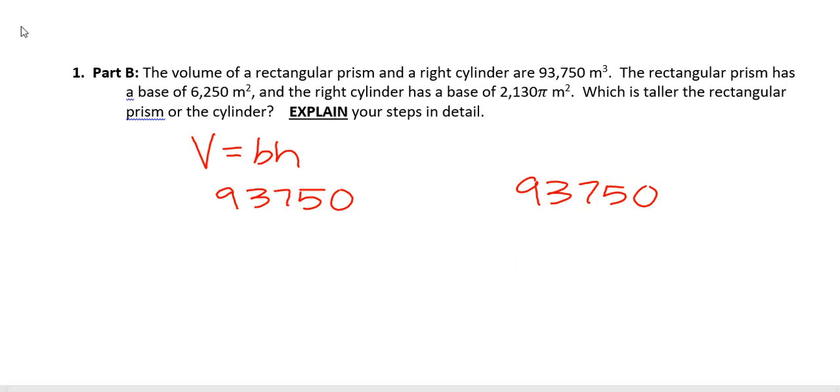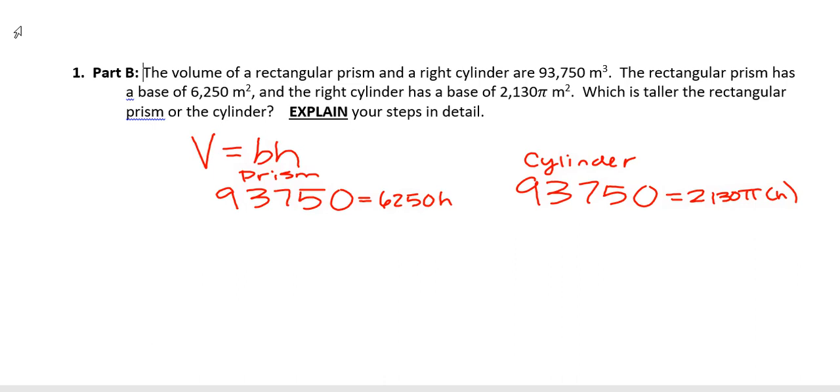And then we're going to figure out what that is equal to. That's equal to the base times the height. So our base here of our prism, and let's go ahead and put prism here so we know what we're dealing with, and this is our cylinder here. That's equal to our base, which is 6,250, times our height. Whereas the right cylinder has a base of 2,130 pi times the height. So what we need to do here is solve for our height, because that's what it's asking us, which is taller, the rectangular prism or the cylinder.